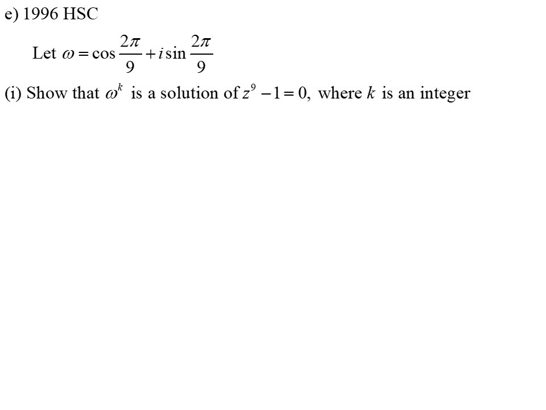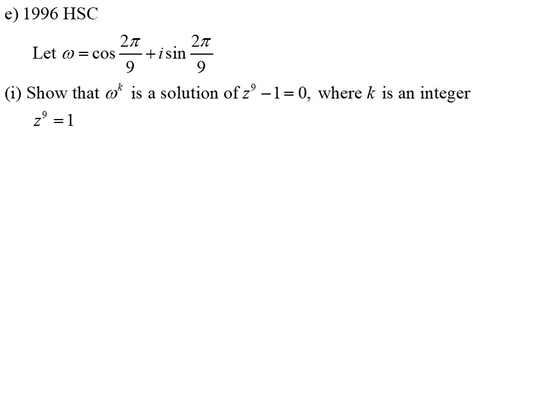Start off with a very old HSC question. The 9th roots of unity they're talking about here. And they've told us specifically which one to pick. So we're going to let omega be the very first one as we're going around the circle. Cos 2 pi on 9 plus i sine 2 pi on 9. And then say, hey, show that it doesn't matter what the power is, it's always going to be a solution.